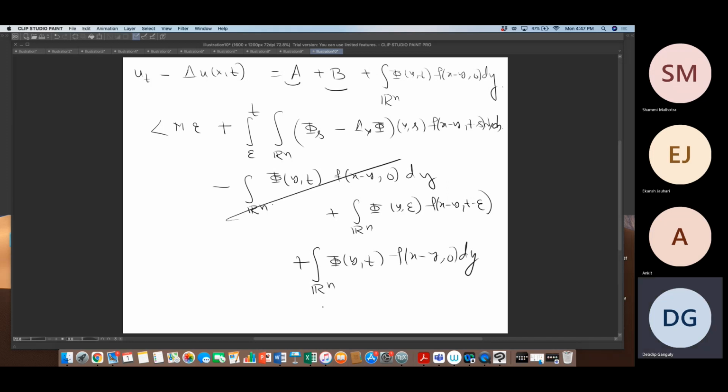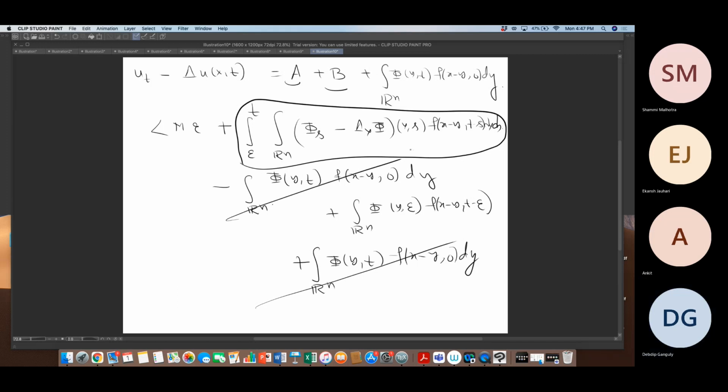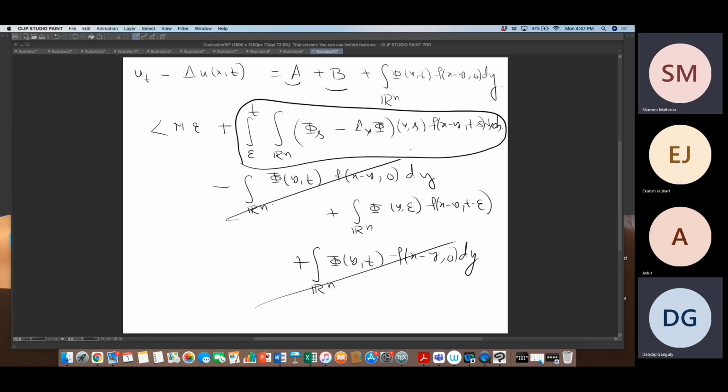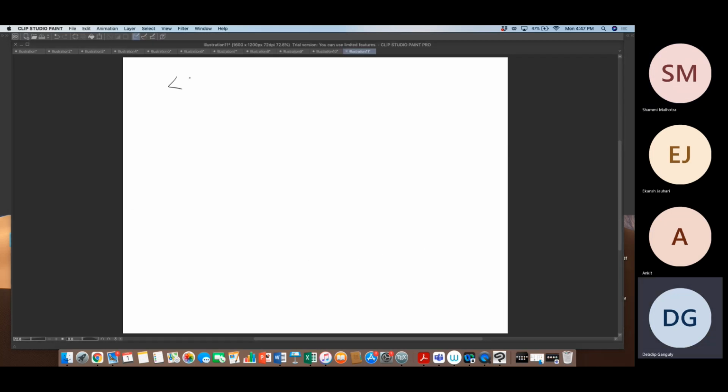This gets cancelled, this gets cancelled. So this, and what will be this term? Who will tell me? What will be this term? S is from epsilon to t. What will be this term? 0, because phi is the fundamental solution. Exactly, this is 0. So you have now less than M into epsilon plus the integral over R^n of phi of (y, epsilon) f of x minus y, t minus epsilon.